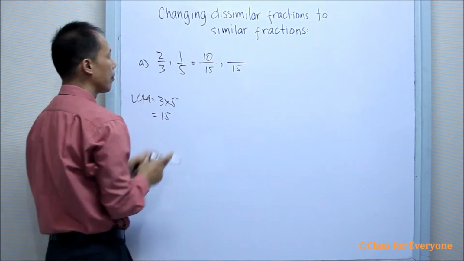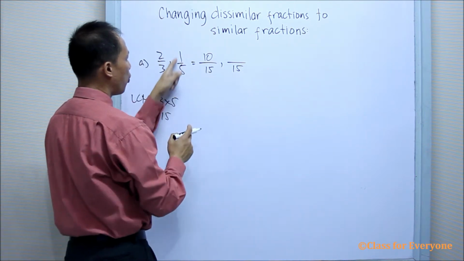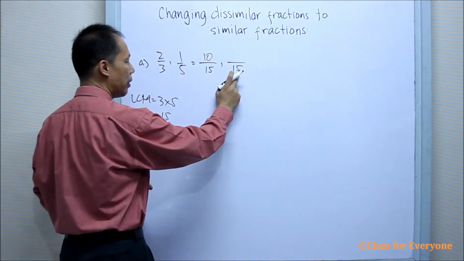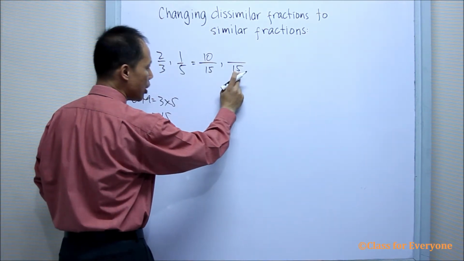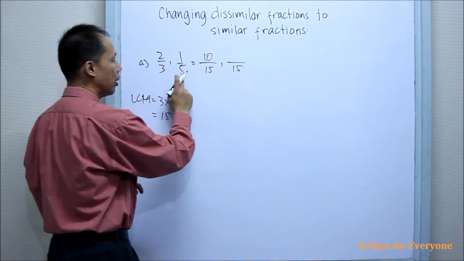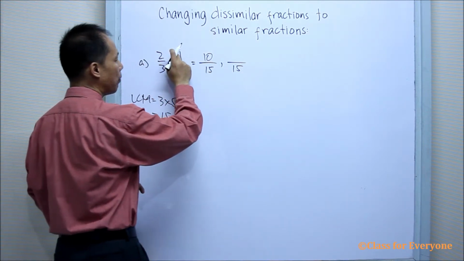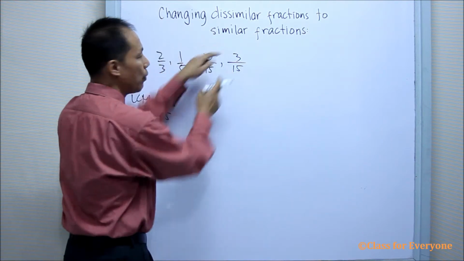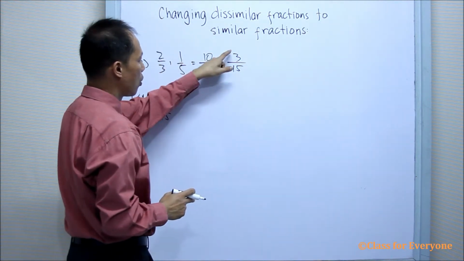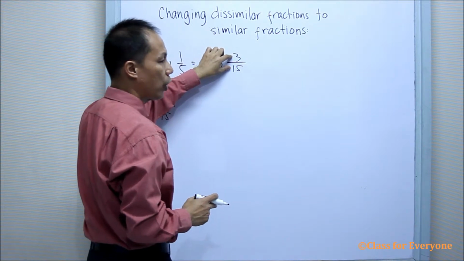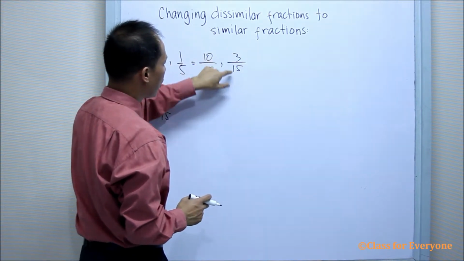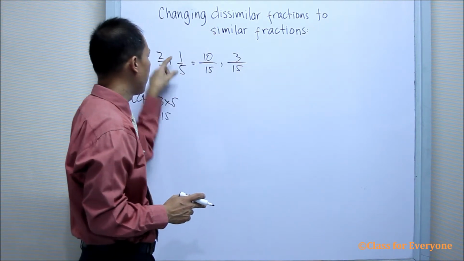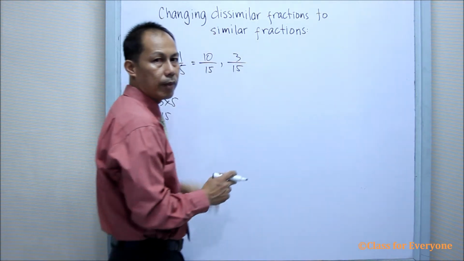They are now equivalent. So the equivalent fraction of 1/5, wherein the denominator is 15, we'll just divide the LCD by the denominator. 15 divided by 5 is 3. And then multiplied by 1 is 3. Now, 1/5 is equivalent to 3/15 because when we get the simplified form of 3 over 15, we divide both the numerator and the denominator by 3. So this will become 1, this will become 5. So that is the equivalent fraction.